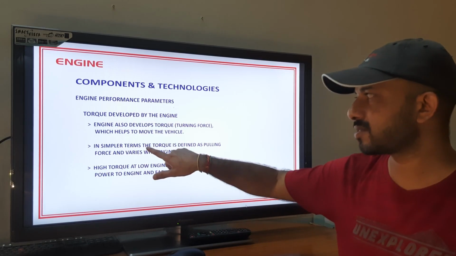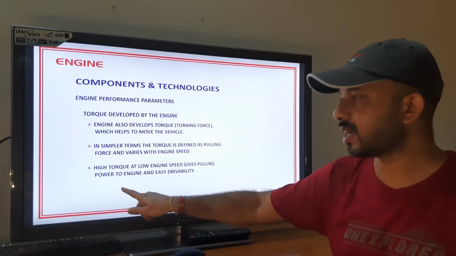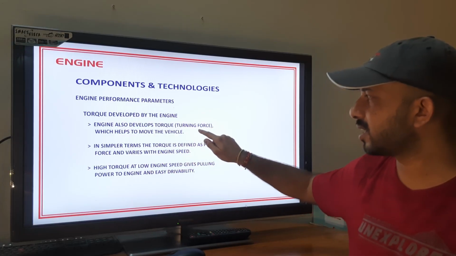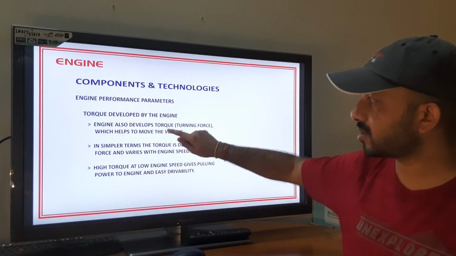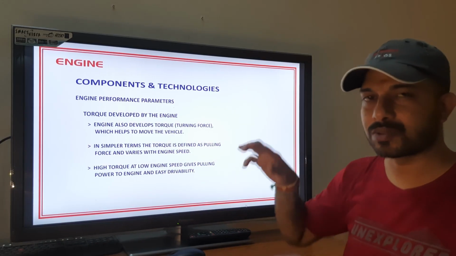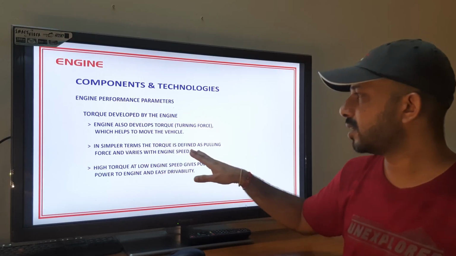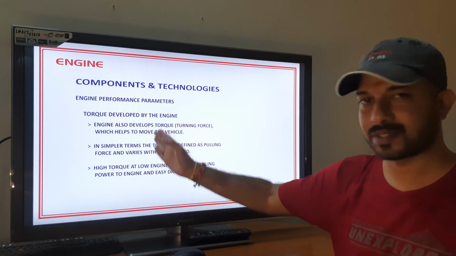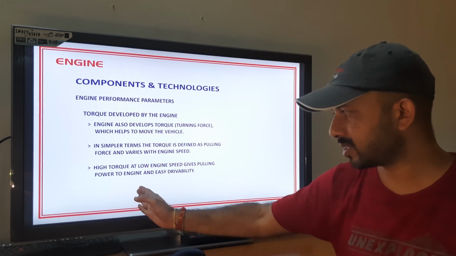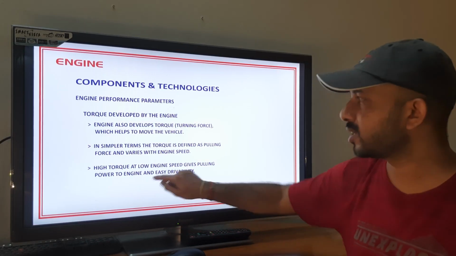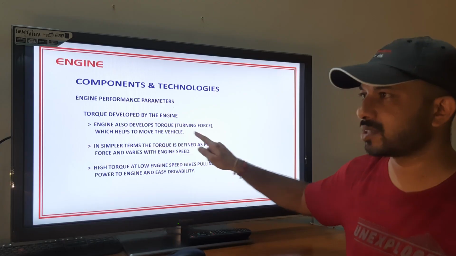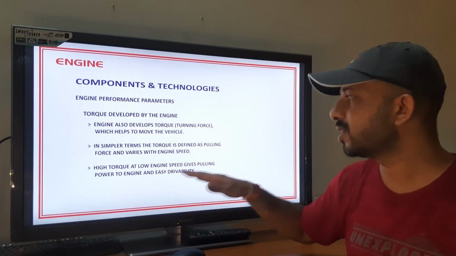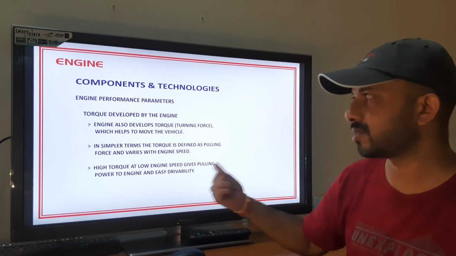You know the graph is like that. This is the torque or the power, and this is the engine's RPM. The torque graph goes up like this, flattens there and then comes down, but the power rises till the peak point and then comes down. That's how it is designed. Here, the torque varies with the engine speed. For example, between 1600 to 2600 rpm, you get a flat torque of up to 200 newton meters. A high torque at low engine speed gives pulling power to the engine and easy drivability. That's what it means here.